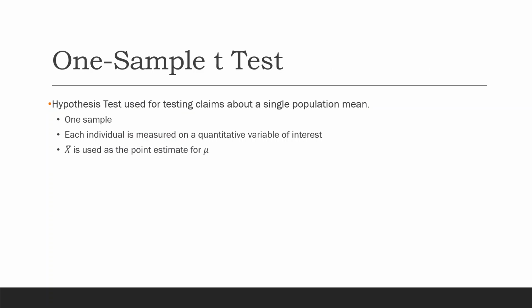And each of those individuals are measured on a quantitative variable, because our quantitative variable can be summarized using the mean. And that's what we're interested in here, the population mean. And then last but not least, X bar is used as our point estimate for mu.